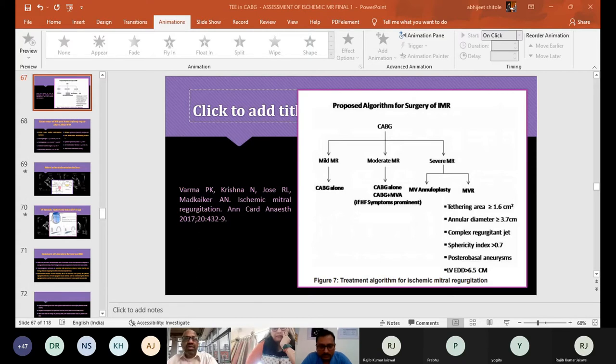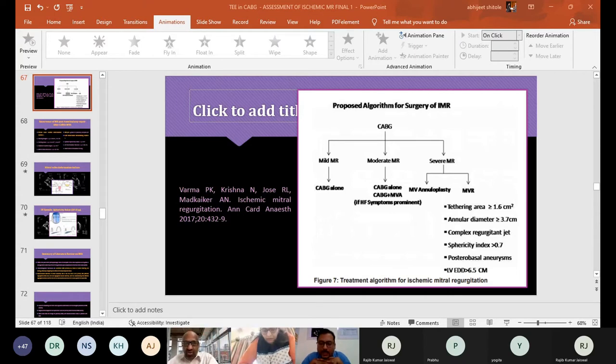That is one. Secondly, if you really want to assess the grade of MR in the theater under anesthesia, you must try to reproduce the street conditions. That is, the blood pressure should go back to the original patient's level before anesthesia by using either the Trendelenburg position, volume infusion, or use of phenylephrine. That is the second thing.